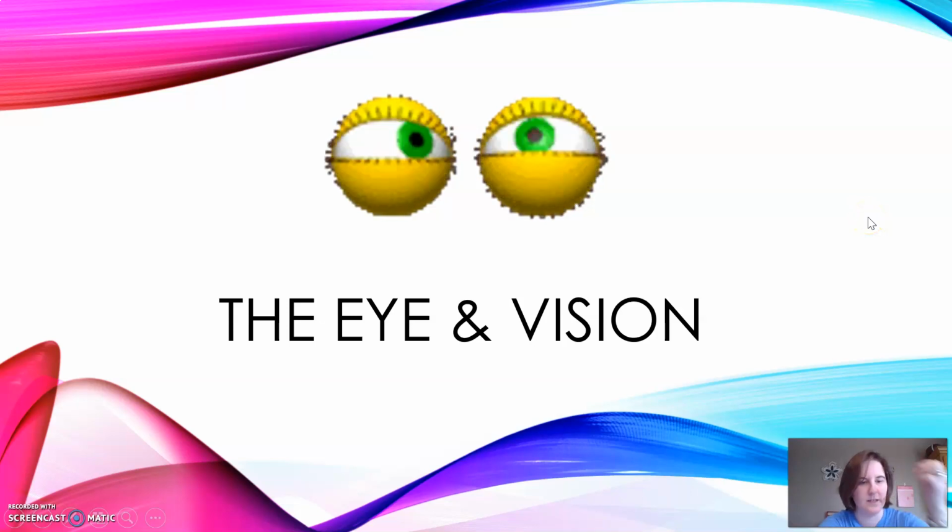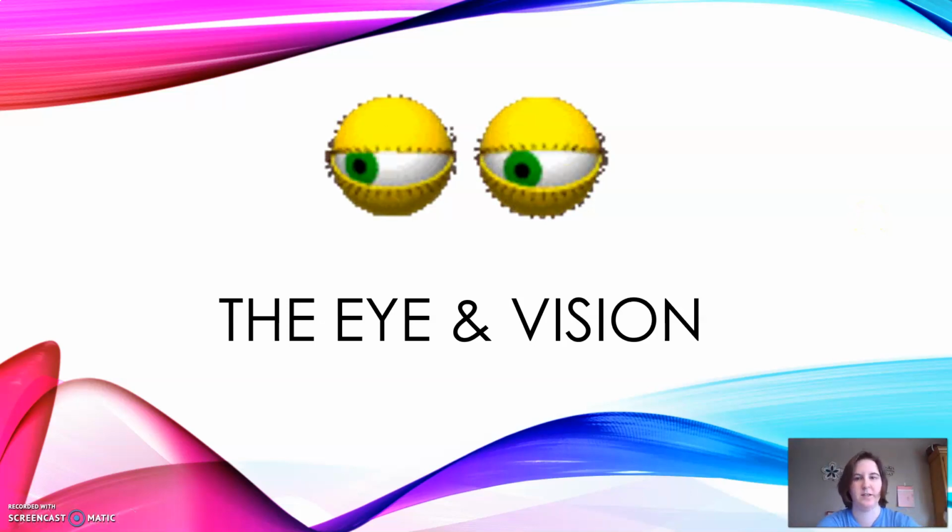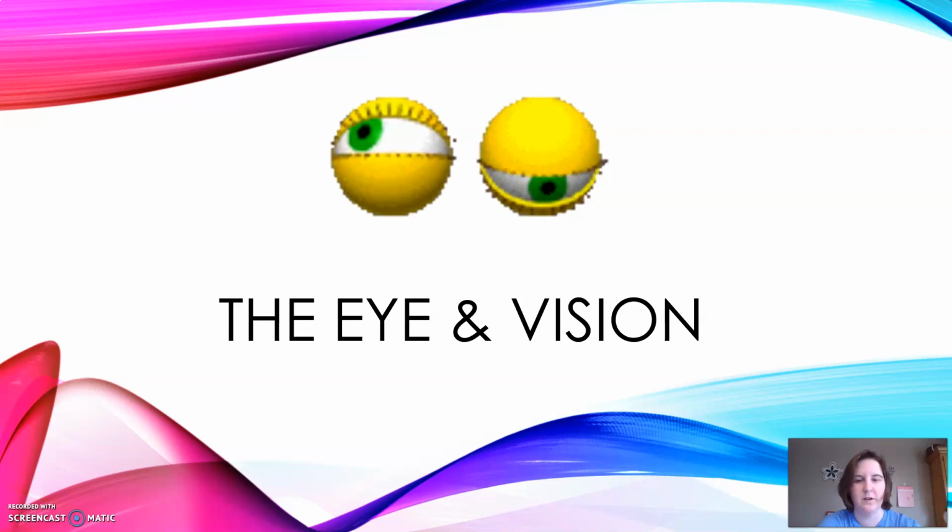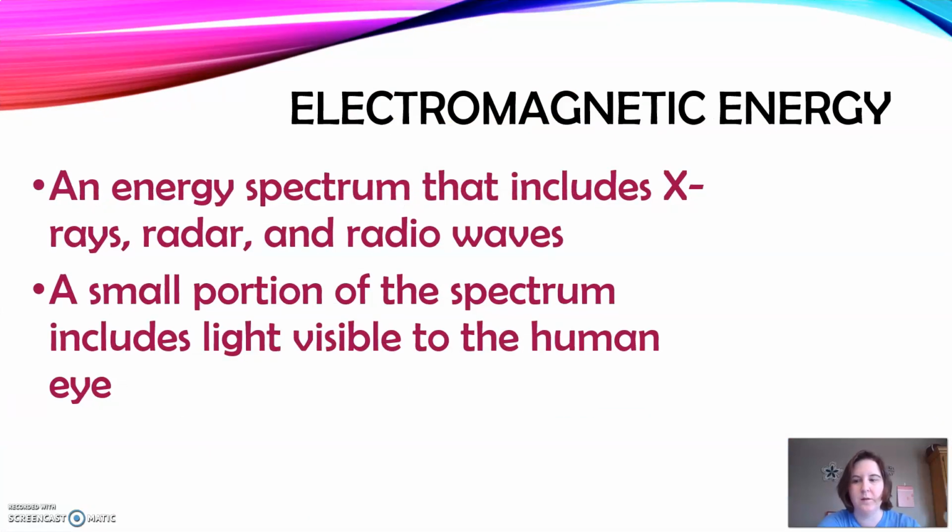All right, guys, this is the eye, part one, because I'm sure there's going to be two parts. So, when it comes to our senses, we'll start out with the eye first, but our senses all take in energy from different sources, right? So, like, the eye takes in light waves. And so, to talk about light waves, we have to talk about the electromagnetic energy spectrum, right? That includes X-rays, radar, radio waves, and light waves.